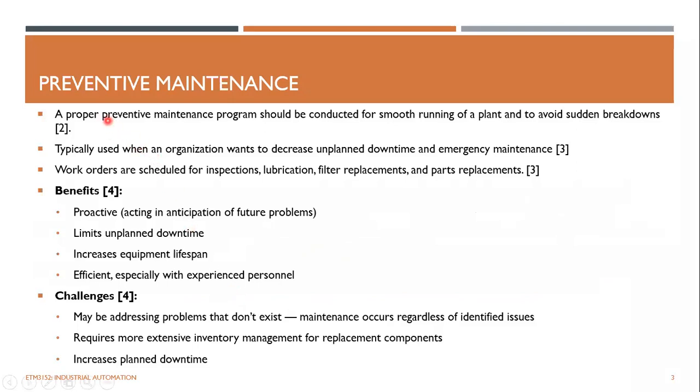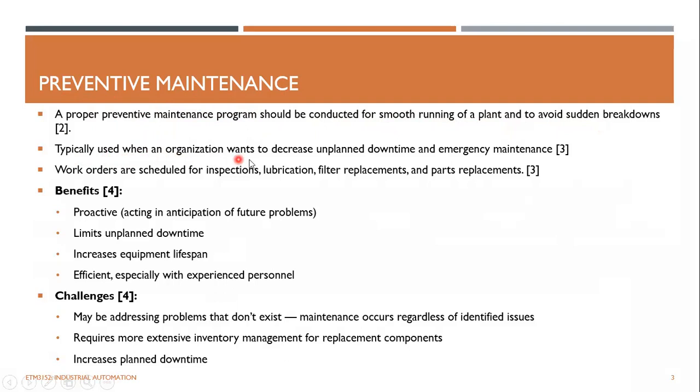So what is preventive maintenance? A proper preventive maintenance program should be conducted for smooth running of the plant and to avoid sudden breakdown. You define regular time spans, like once every month, you go and do some maintenance on each section, and you are sure that until the next maintenance, everything will be safe, right? So that is preventive maintenance.